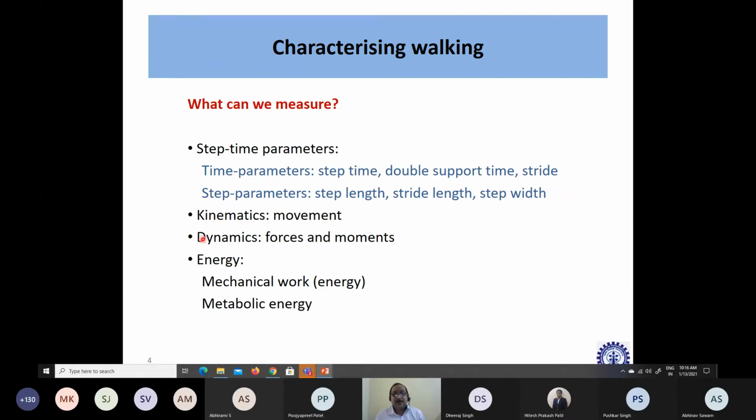The next thing that comes is the dynamics: forces and moments occurring within the walking cycle or the gait cycle. Apart from these, we also quantify energy, the mechanical work and energy, or the metabolic energy that can also be measured. So all these things can be measured, and there can be various complex calculations related to the gait, characterizing the gait cycle.